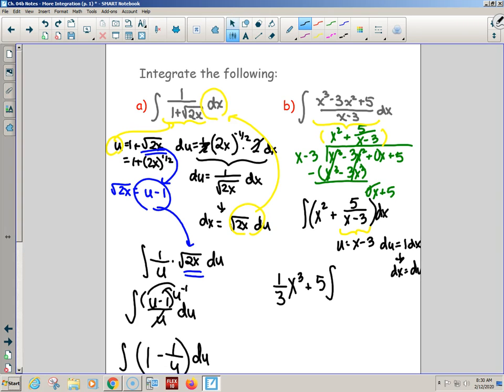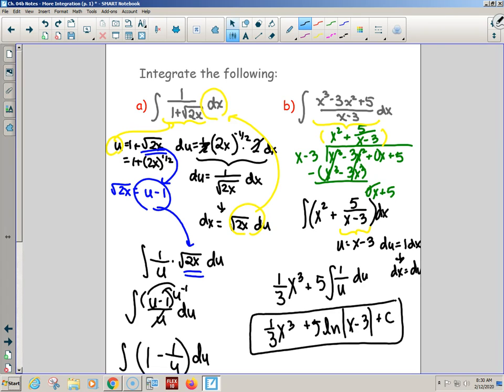Now I have 5 over who? 5, well, 5 times 1 over who? 1 over u. And then du is just dx, so dx is just du. Oh my goodness. How did that mess at the beginning turn into that? Division? Division.